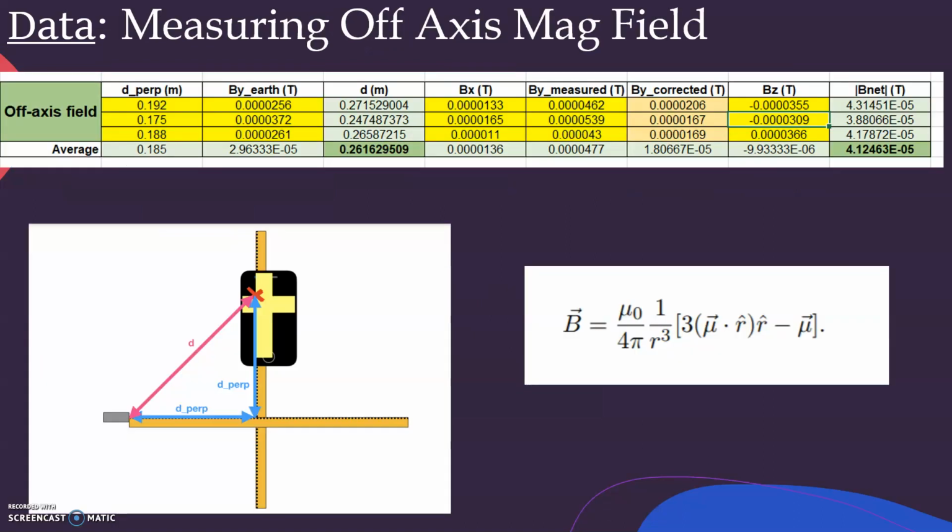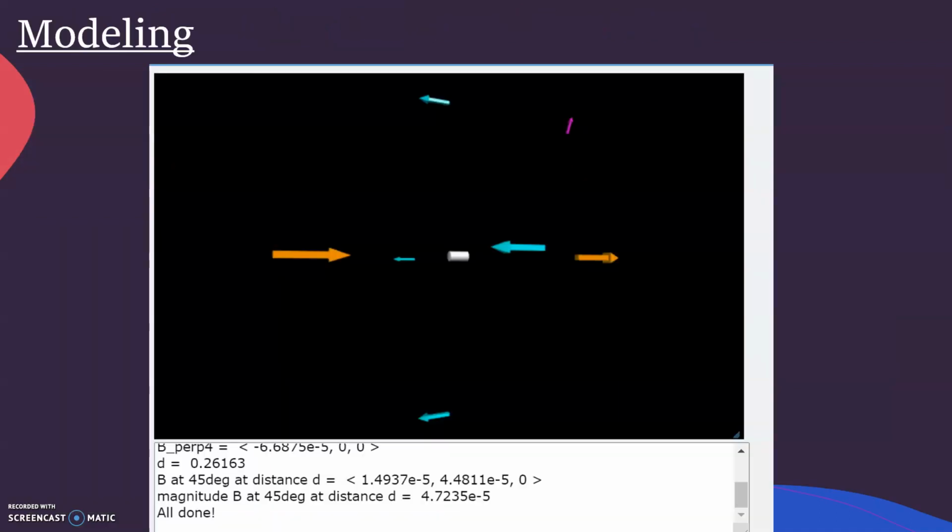Then, slightly more difficult is measuring the off-axis magnetic field. So I put the magnet d perp distance away, which in my case was 18.5 centimeters, and measured the y component of the magnetic field, and then moved the sensor vertically up the same distance to measure all 3 components of the magnetic field, and put them in this data table and compare it to a model using GlowScript.